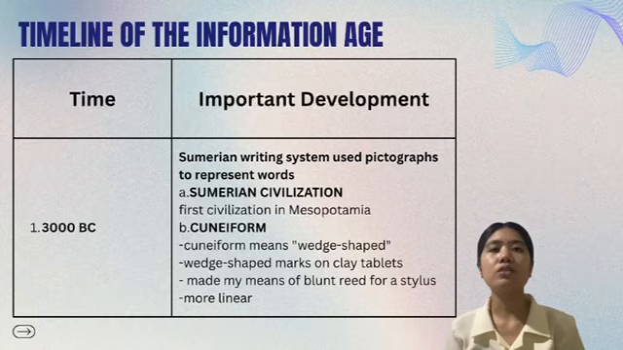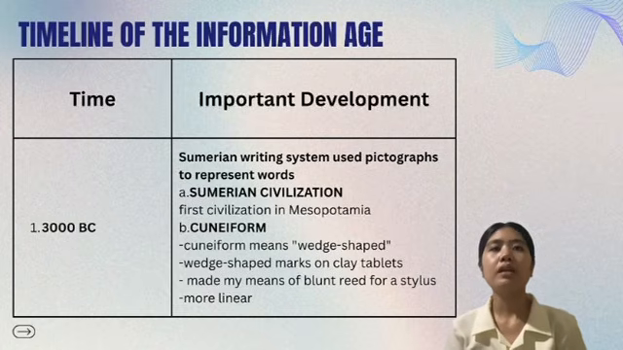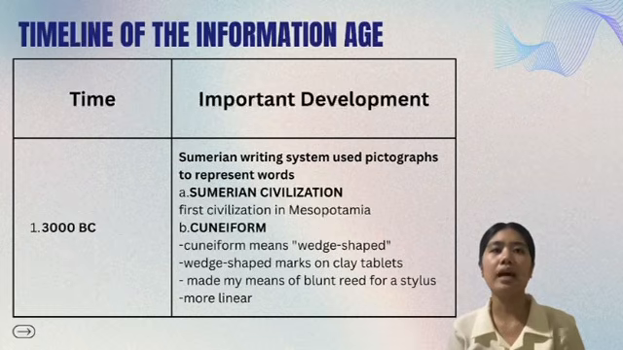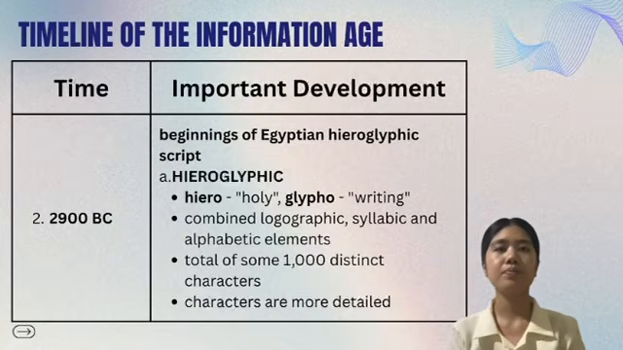Now let's discuss cuneiform. The word cuneiform means wedge shape. It used wedge-shaped marks on clay tablets. These marks were made using a blunt reed as a stylus. Over time, the writing became more linear. Cuneiform was therefore an important early writing system used by the Sumerians to record information.